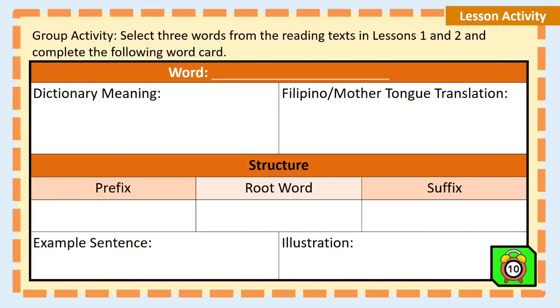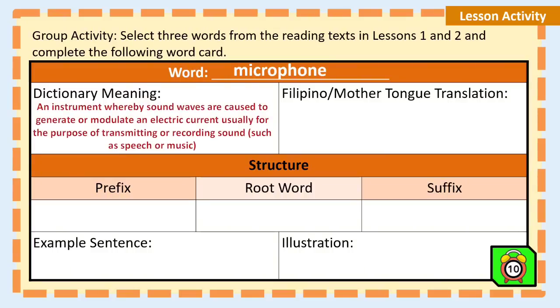you can do it. So remember you had the words in your notes from the lessons that we have for structural analysis. So let's say, for example, you're going to choose the word microphone. So you're going to write microphone on the word, and then you use your dictionary or your phone to get the meaning. So for example, you have here, microphone is an instrument whereby sound waves are caused to generate or modulate an electric current, usually for the purpose of transmitting or recording sound, such as speech or music. This is actually the denotative meaning of the word microphone.